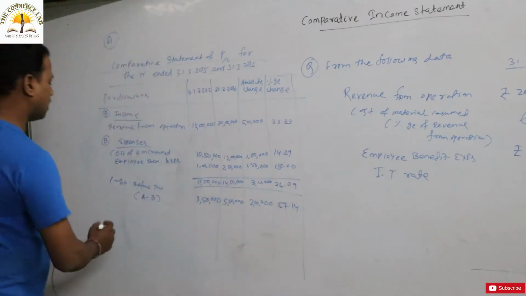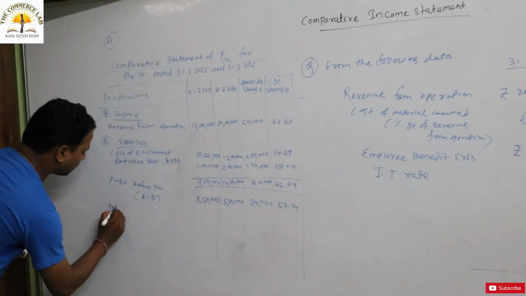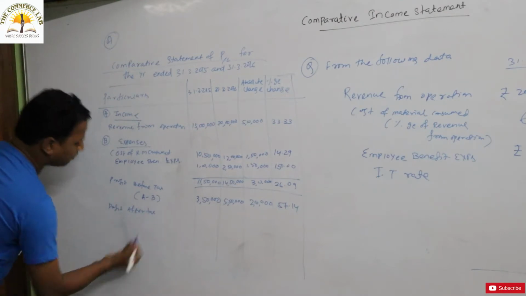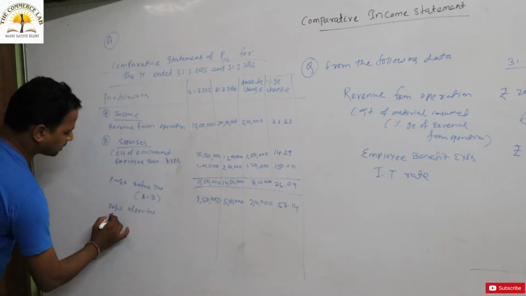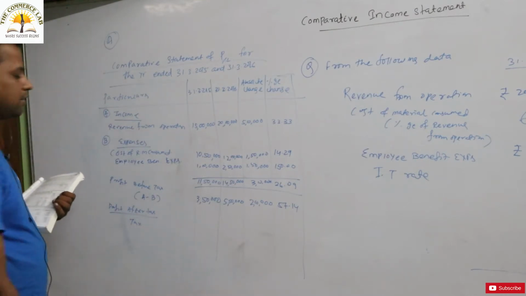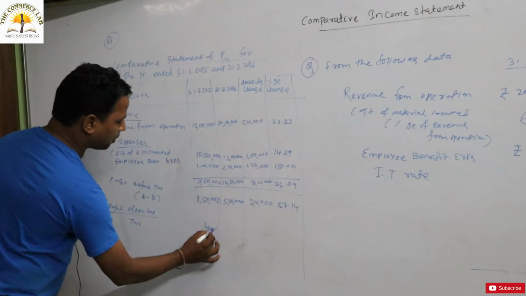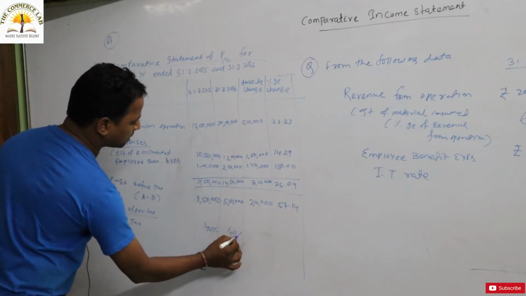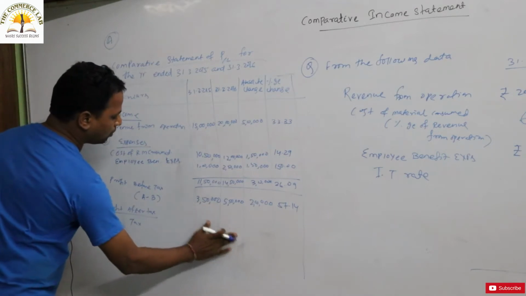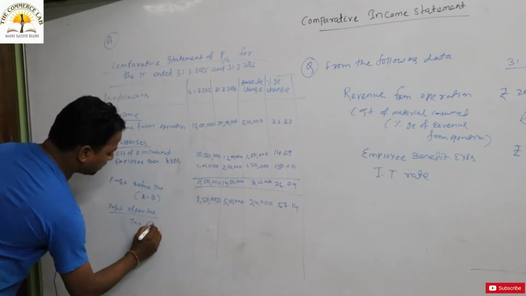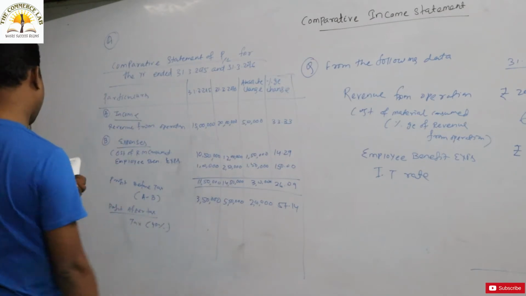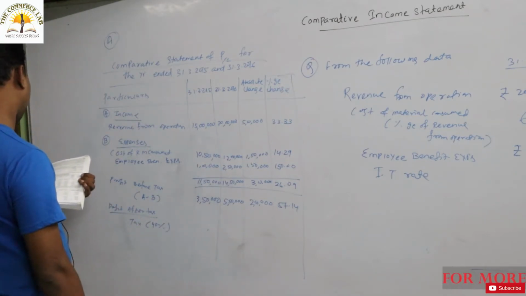Okay, next one, profit after tax. We have to calculate profit after tax. So how to calculate profit after tax? How much is the tax given? Tax given is how much? This is 40%, this is 40%. For both the years, how much is given? 40%. Okay, so we don't need to write it in the outer column, simply write 40% in the inner column. So 40% of 3 lakh 50,000 we have to calculate.